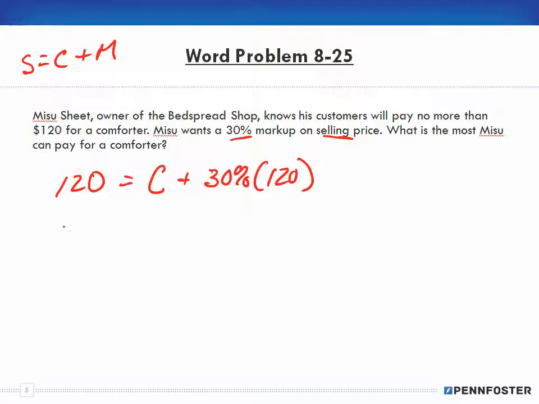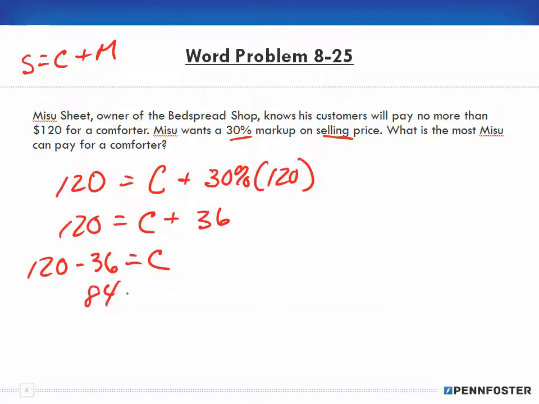Okay, so 120 is equal to C plus 30% of 120, which is 36 bucks, and we want to isolate the C, so 120 minus 36 is equal to C, and so that means it's $84 is our cost. Okay, simple as that. All right.